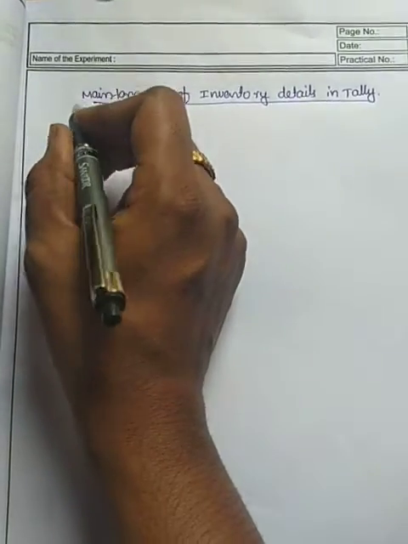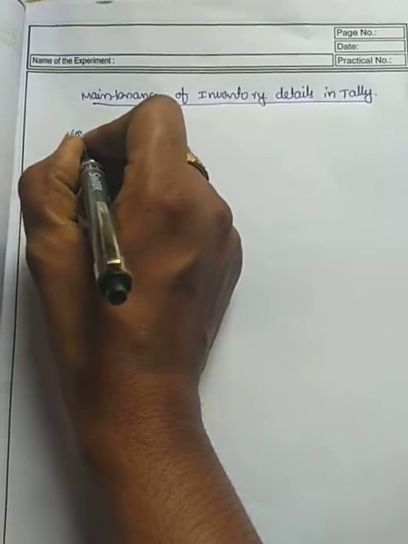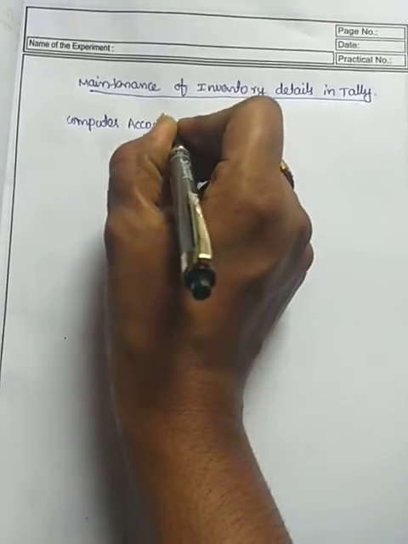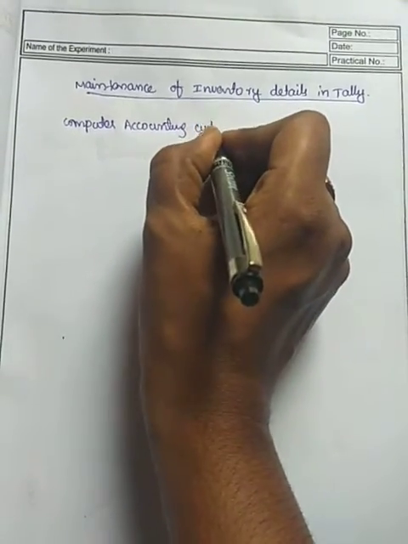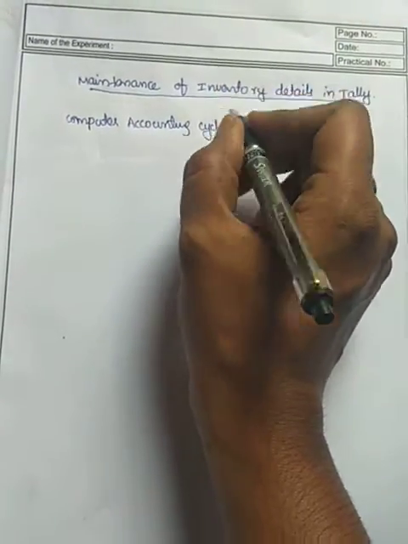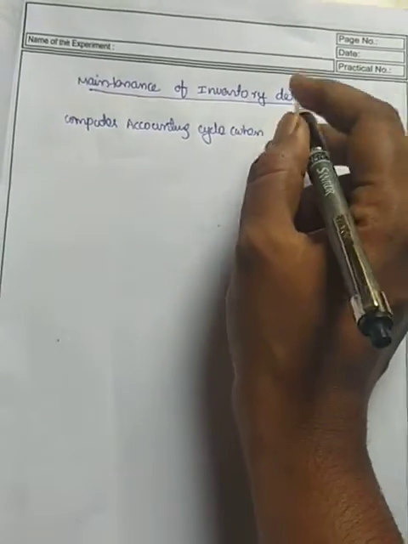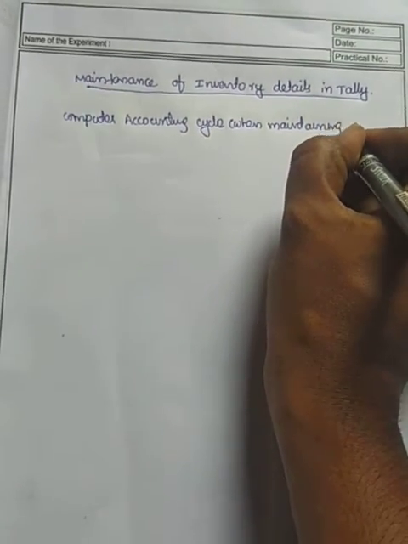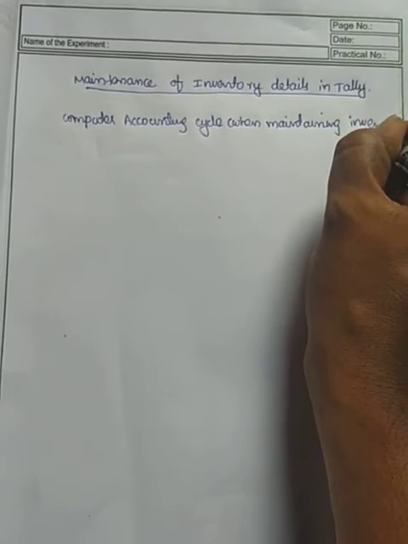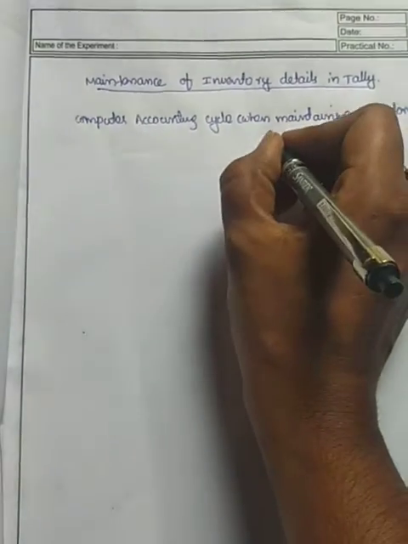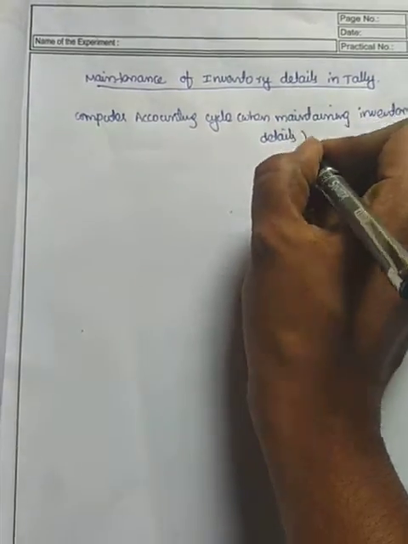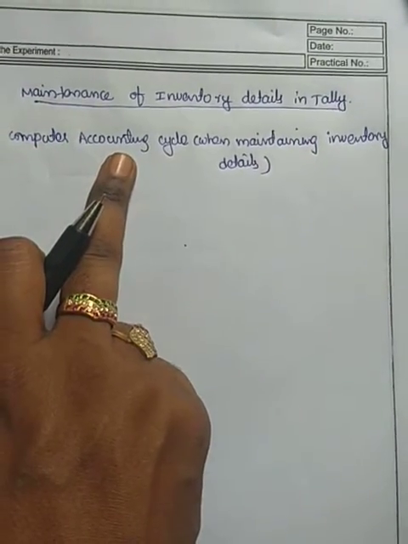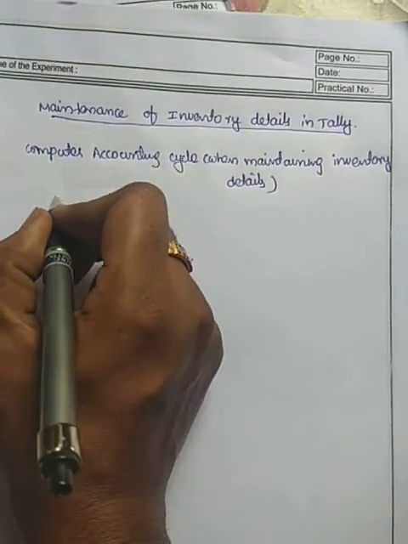Next, in the computer accounting cycle when maintaining inventory details. Here, how to maintain the inventory details?